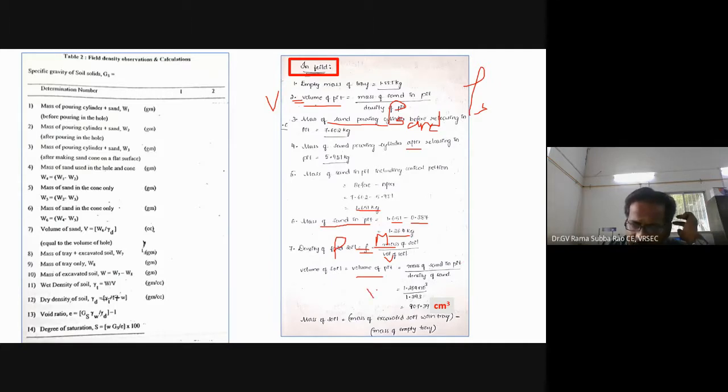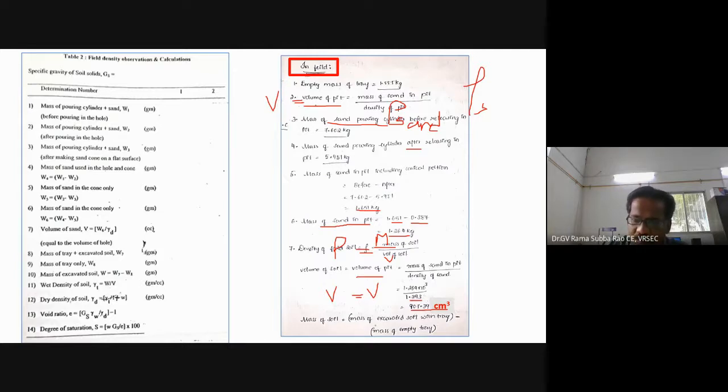Now volume of the pit is equal to mass of the sand in the pit, which we know is 1.264 kg, by density of sand. Here we have the density of sand, which is already evaluated as 1.393 gram per cc. Now we get the volume of the pit equal to 907.39 cc. So this is the volume of the pit. How do you determine the volume of the pit? By knowing the density of a known material, that is sand here.